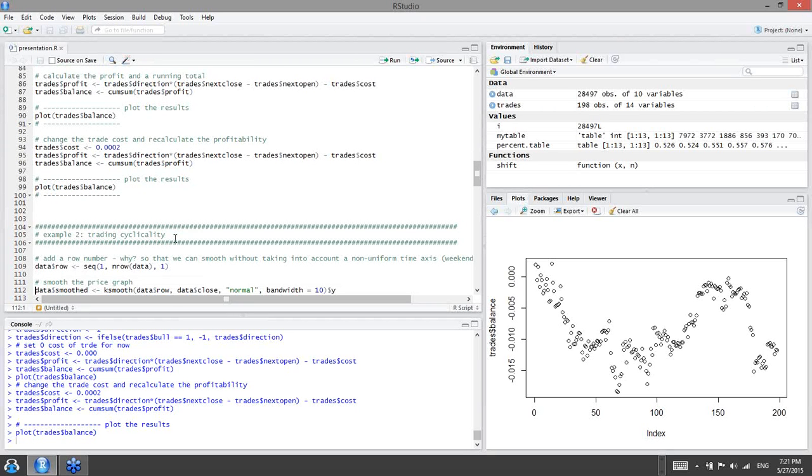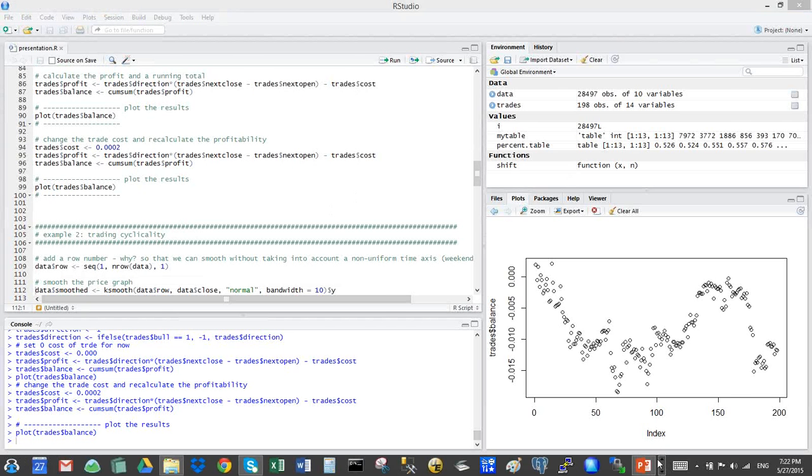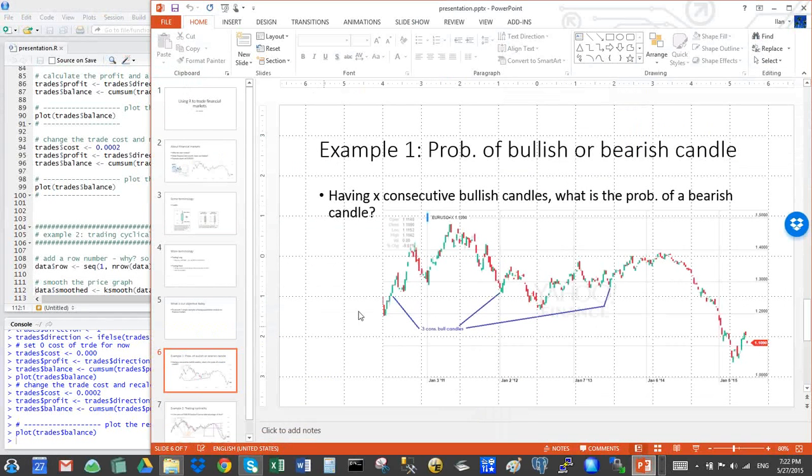Okay, all right. Question about this: what's on the x-axis? Is that the number of trades? Oh, sorry, that's the trade number. Yeah, the trade number, sorry, I should have said that. That's the trade number, and that's the amount.